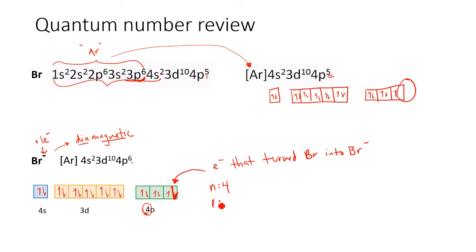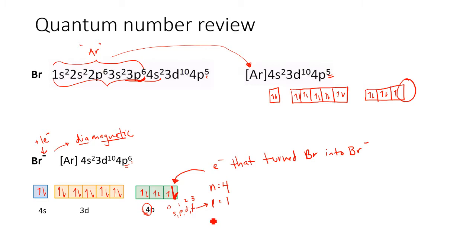L tells me about my subshell. Am I in S, P, D, or F? Right? That tells me if I'm in S, P, D, or F. I'm in P. So I placed that electron into a P subshell. So P has an L of 1. Remember, it goes 0, 1, 2, and 3. So I've placed it into L equals 1.